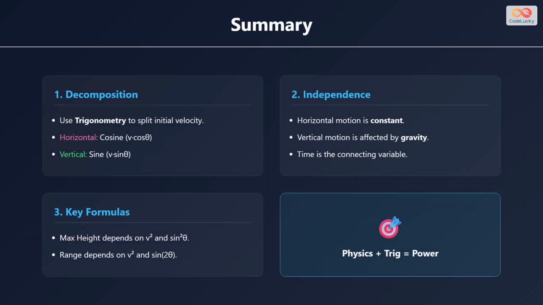To wrap up, remember that projectile motion is just two simple motions happening at once. We use cosine for the horizontal constant motion and sine for the vertical motion affected by gravity. By mastering this decomposition, you can predict the path of any projectile.